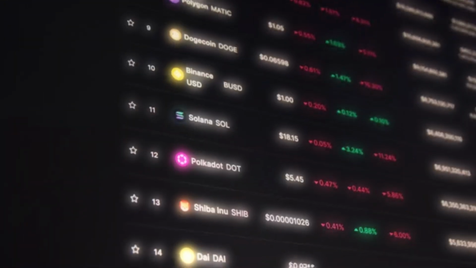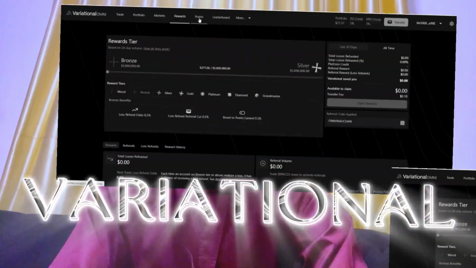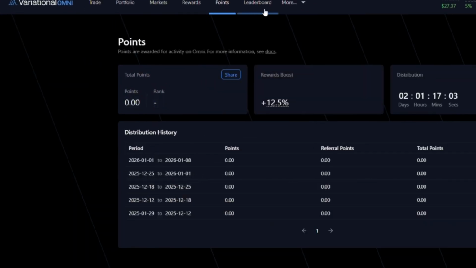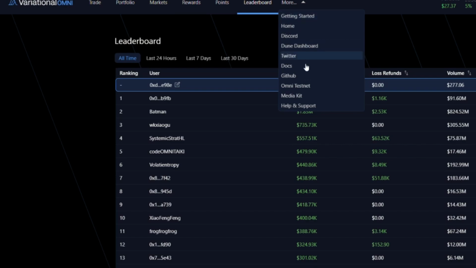Most people think crypto trading means spot trading or basic futures on exchanges like Binance, but there is a new generation of protocols changing how derivatives are traded on-chain. Today, we are talking about Variational, a decentralized derivatives protocol that's quietly building infrastructure for the next era of crypto trading. This is not a meme project.